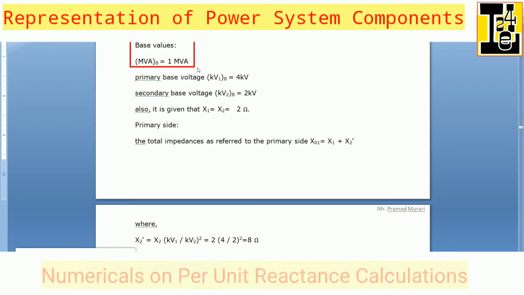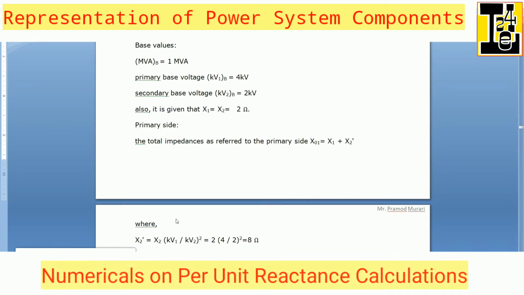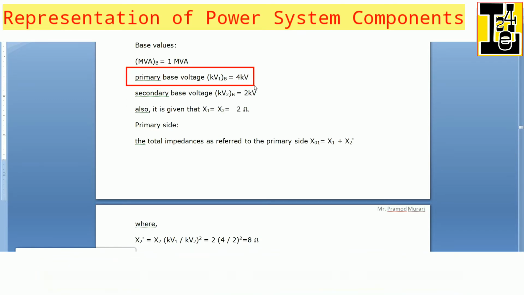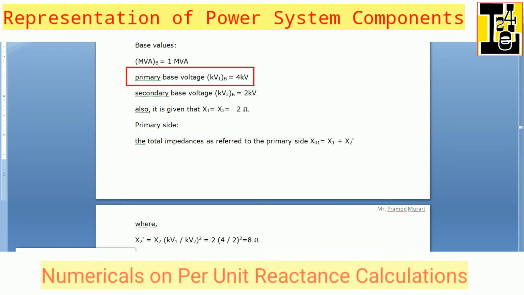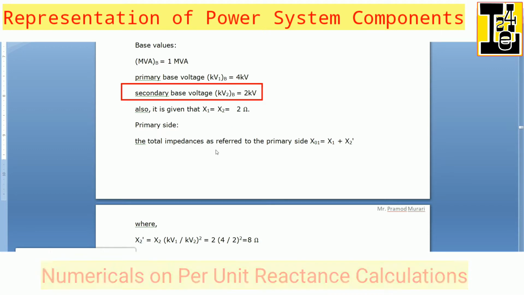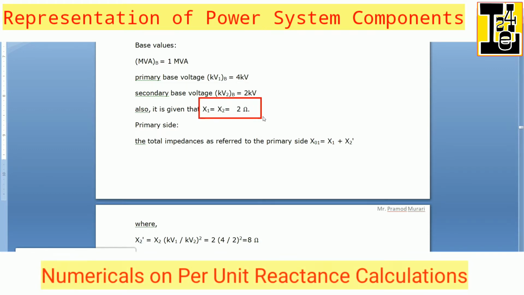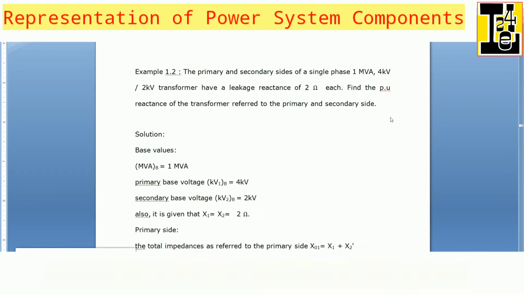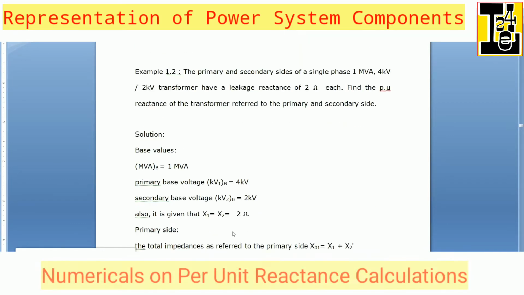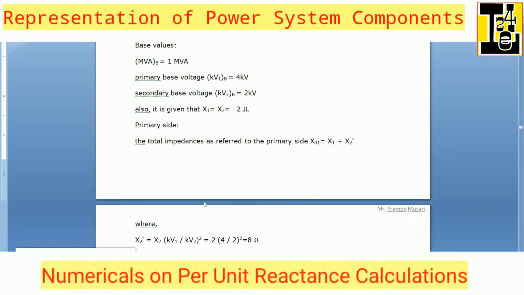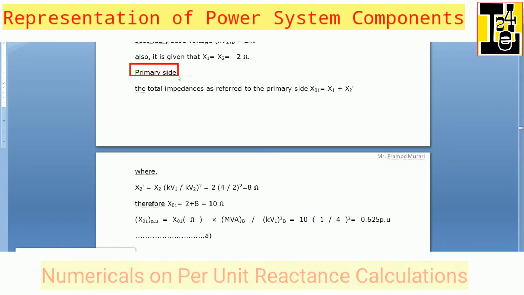MVA base is equal to 1 MVA, which is given. Primary side base kilovolt is equal to 4 kV. Secondary side base kilovolt is equal to 2 kV. Also it is given that X1 is equal to X2 is equal to 2 ohm. That is, the leakage reactance is given as 2 ohm. Let me start with the primary side.